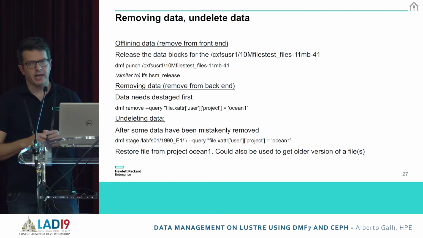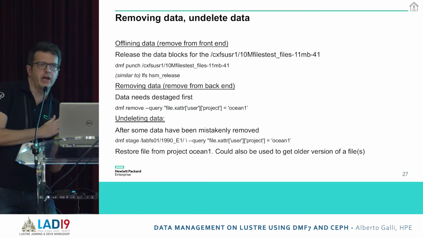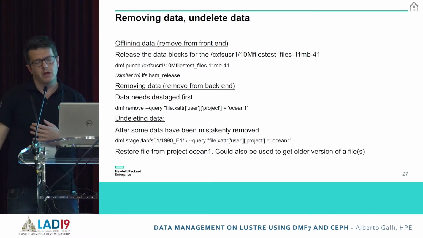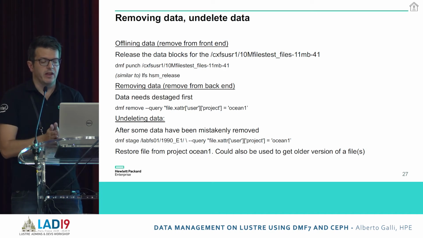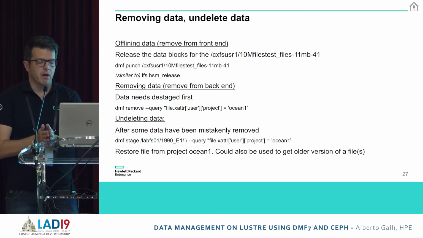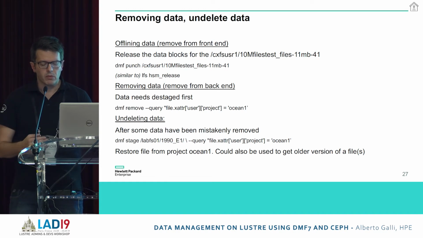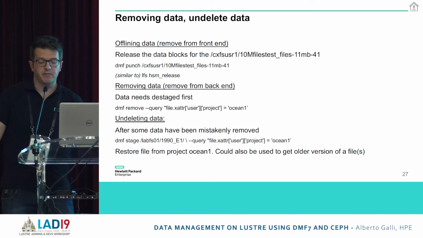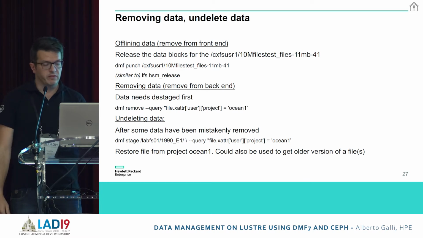Also, undeleting data. As we know, users have a tendency to make mistakes. Sometimes they can remove data, knowingly or not. So what is great with DMF is even if the data is removed, it's still in the database. I mean, the Cassandra database is completely separated from Lustre. It reflects Lustre, but it does not reflect the deletion. So you can always, if data has been deleted, retrieve the data again with the staging commands.